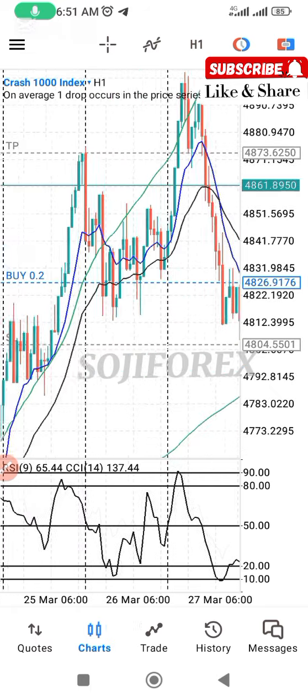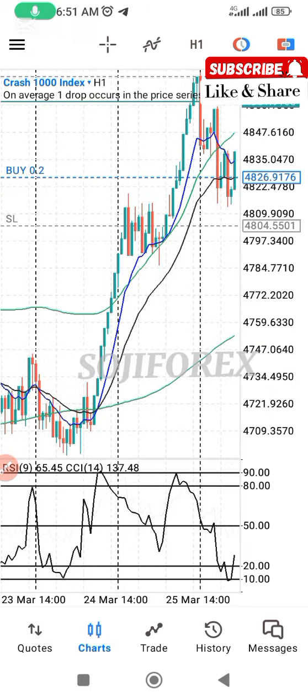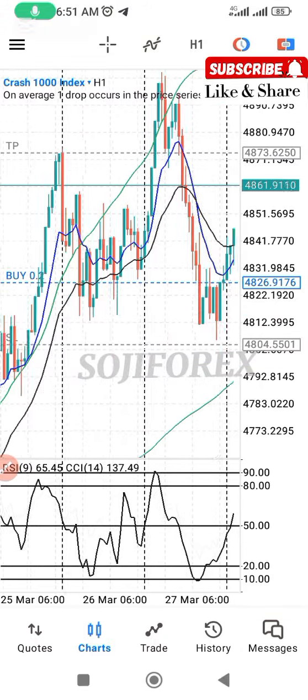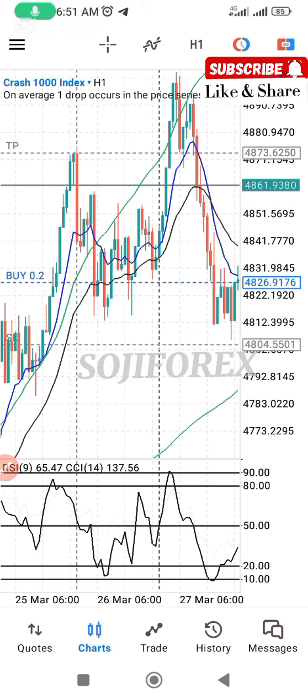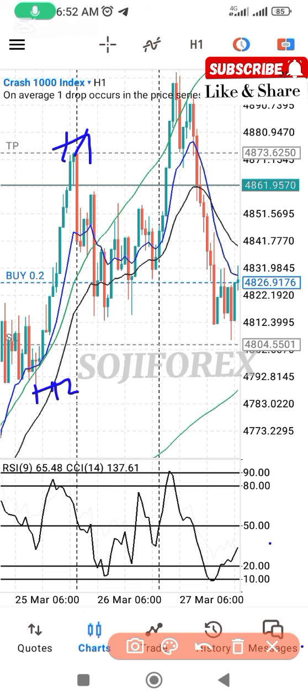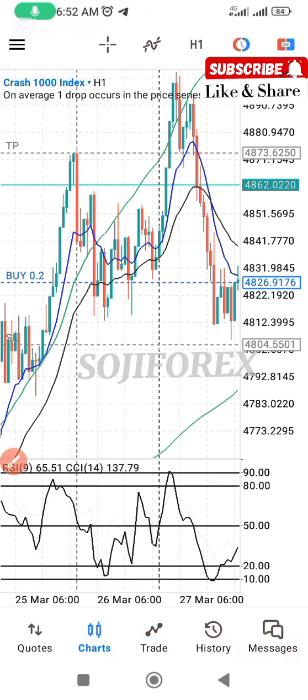So this is Crash 1000 and the Crash has been bullish. It has been in an uptrend, and if you look at this, price left this zone. This is a higher low, which gave us a new higher high. After the higher high, we have a new higher low, and then here is our recent higher high. So obviously price is in an uptrend.